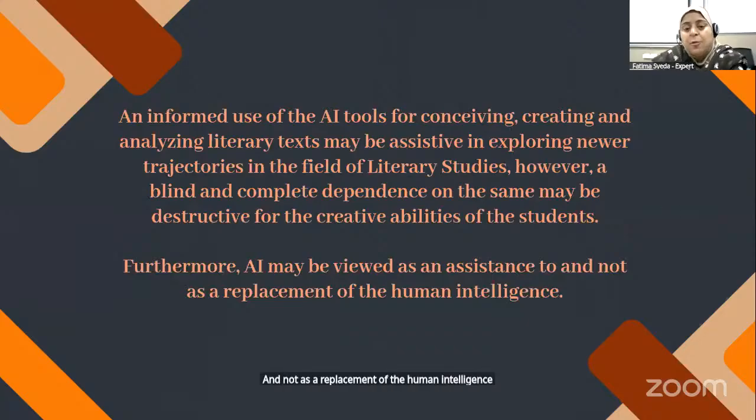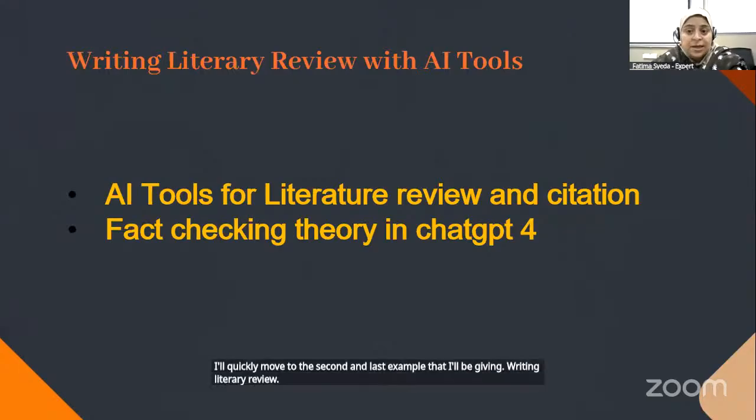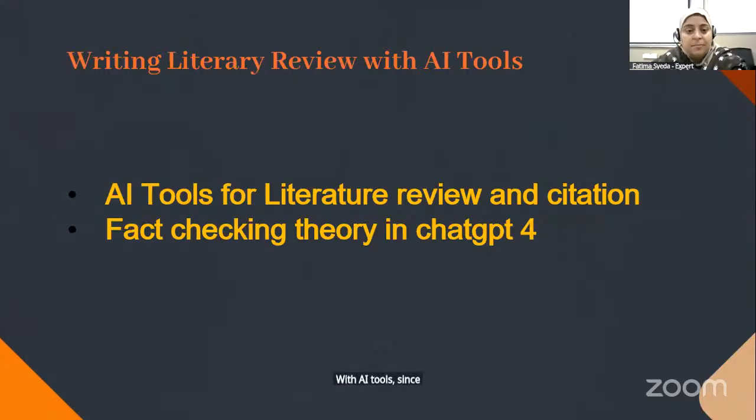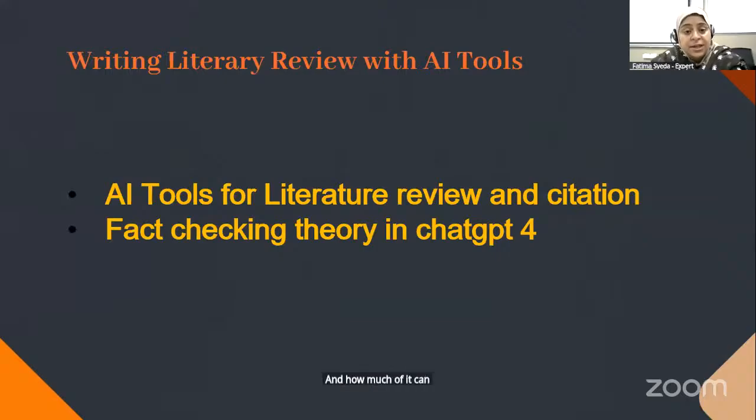Now, this was about creative writing. I'll quickly move to the second and last example that I'll be giving, writing literary reviews with AI tools, since this workshop was about research. So how is research writing in humanities different, and how much of it can be facilitated with the AI tools?